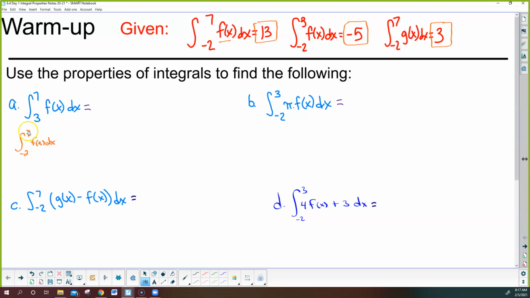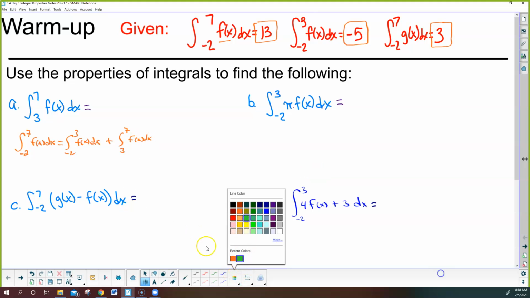So if I take the area under the curve from -2 to 7, well, that's the exact same thing as going from -2 to 3 of f of x plus, well, then I have to finish, because here I'm going from -2 to 7. Well, this goes from -2 to 3, so then I would have to finish by going from 3 to 7 of f of x dx. Okay, well, let's take a look at what we know.